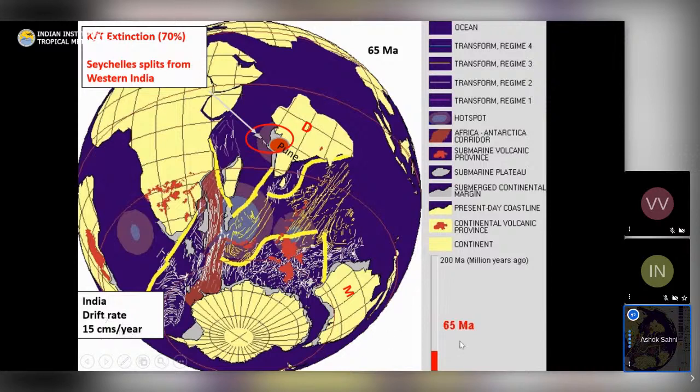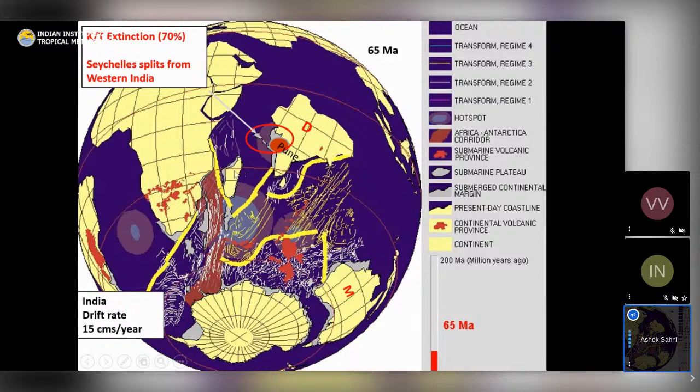And a number of things are happening at 65 million years. Firstly, you have one of the big global extinctions, where 70% of all life disappeared, including the dinosaurs and a lot of animals that live in the seas. But other physical things were also happening. For instance, the islands of Seychelles were actually split off from a margin here.